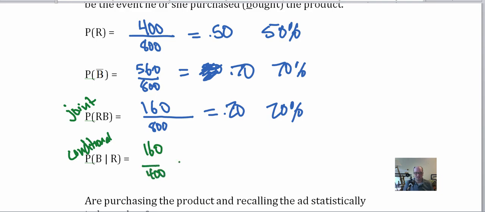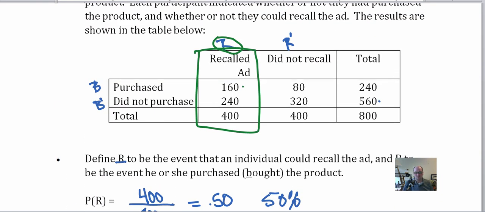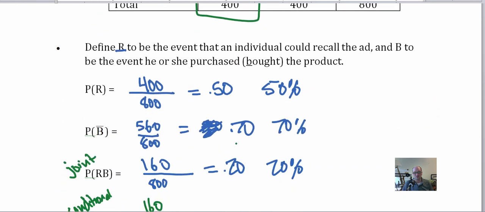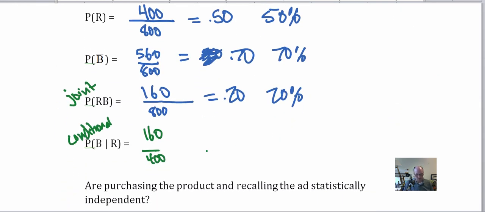Why is it 160? What I like to do is physically hide this other stuff. It doesn't matter anymore. So I put my hand over it, like, I don't want to look at that anymore. Then I'm just saying, here's purchased, of the people who recalled the ad. There's 400, and 160 of them purchased. 160 over 400, that's it, which is 40%. So that's awesome, right?